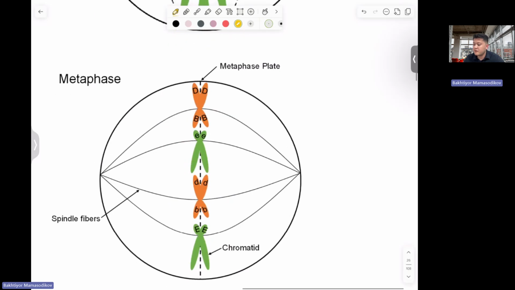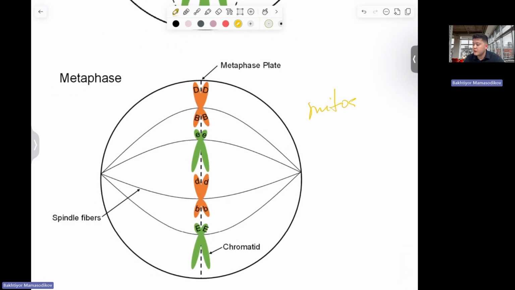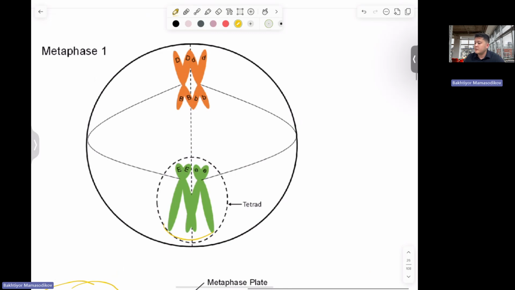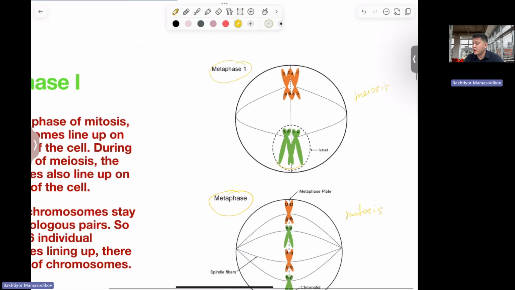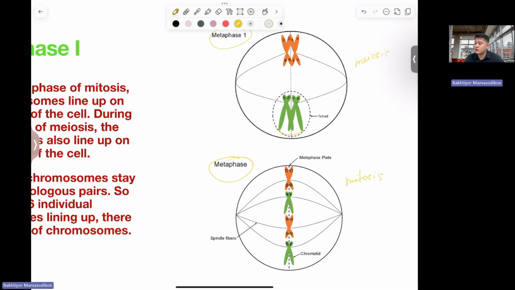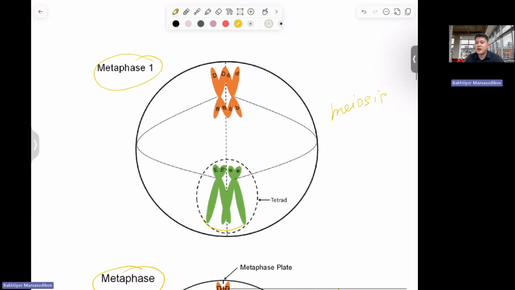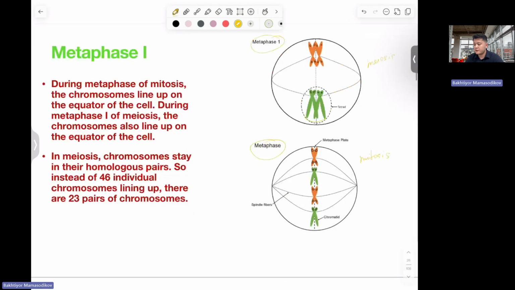Okay, this is the metaphase of mitosis. This is the mitosis metaphase. This is the metaphase one of meiosis. You have to know, you have to differentiate between them. Okay, so in the human body, 23 homologous pairs, we call them tetrads, line up along the center of the cell, which is called the metaphase plate or equatorial plate. They are lined up in pairs, not individually like mitosis. Two X-shaped chromosomes side by side is illustrated in the diagram here. You have to know about it.